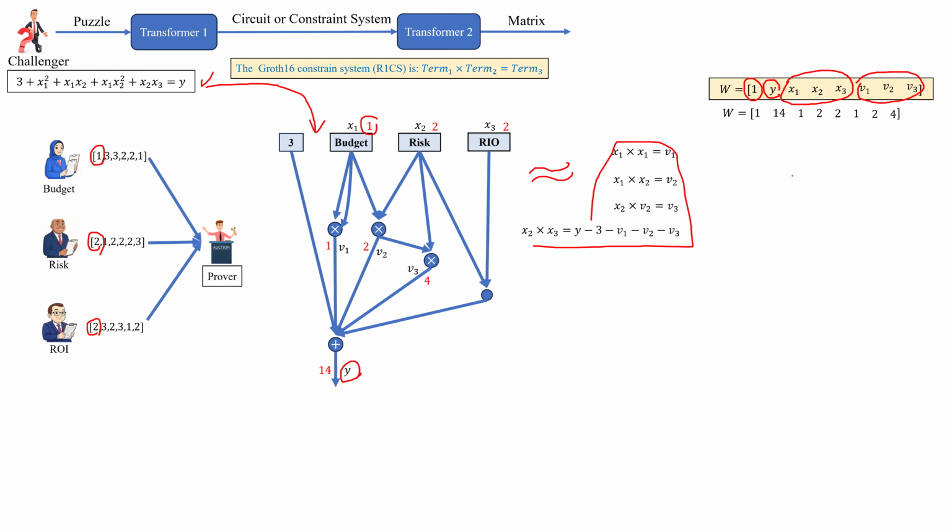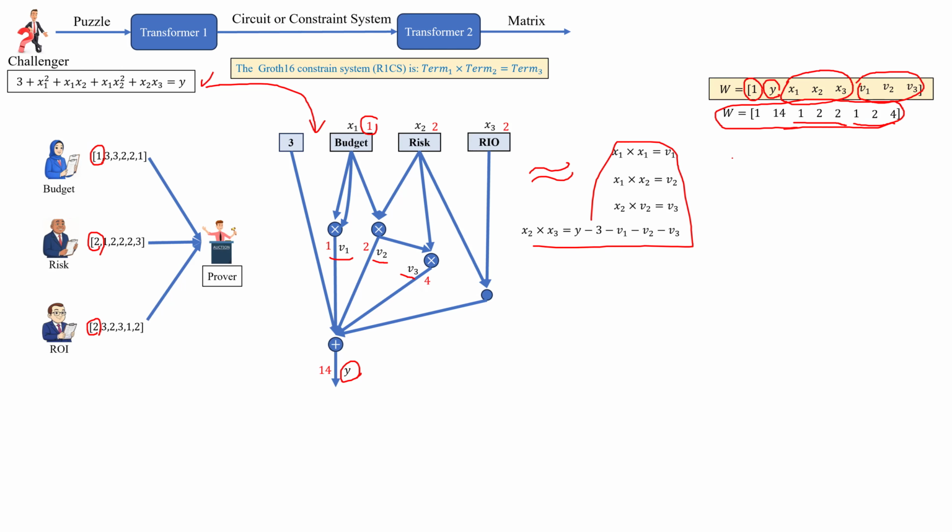Since the auction man, the prover here, knows the values of x1, x2, x3, the prover can follow the circuit and compute the values of V1, V2, and V3, and then fill in this part of the witness vector, right? So this is knowledge that the prover, the auction man, doesn't want to share with the public, right? Okay.